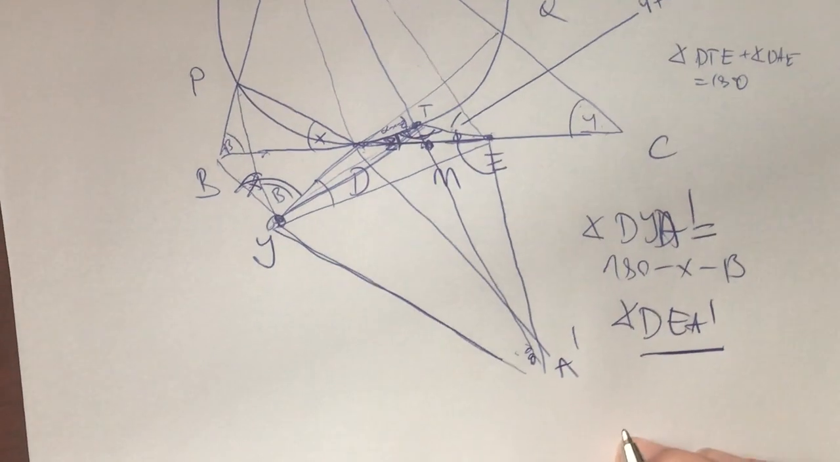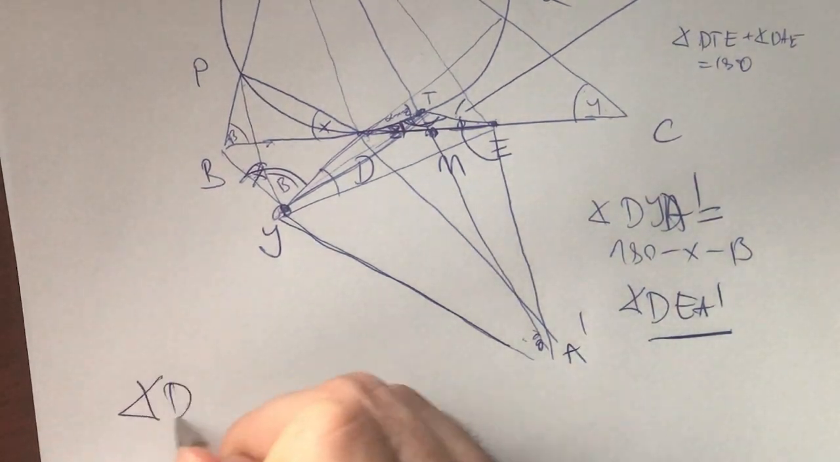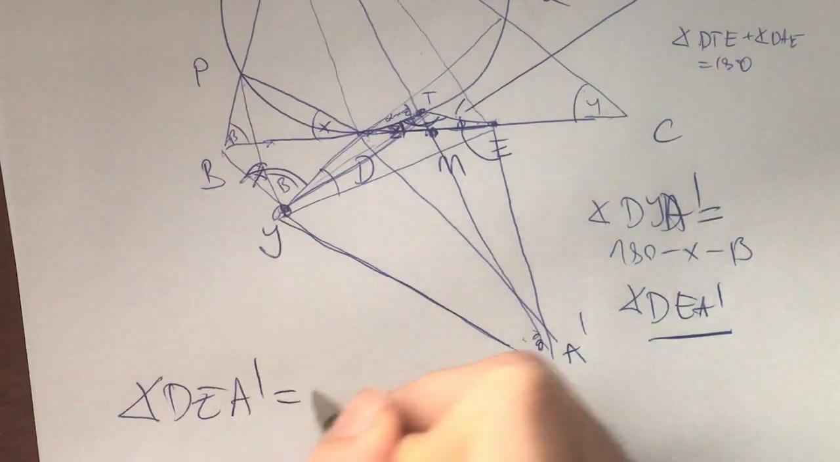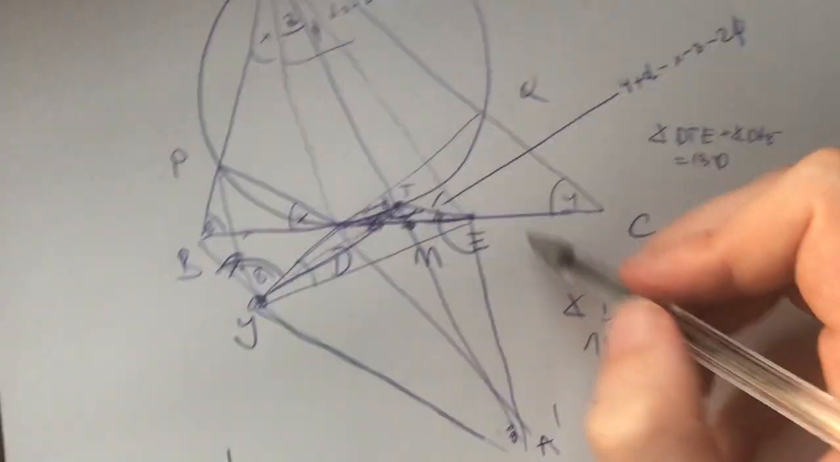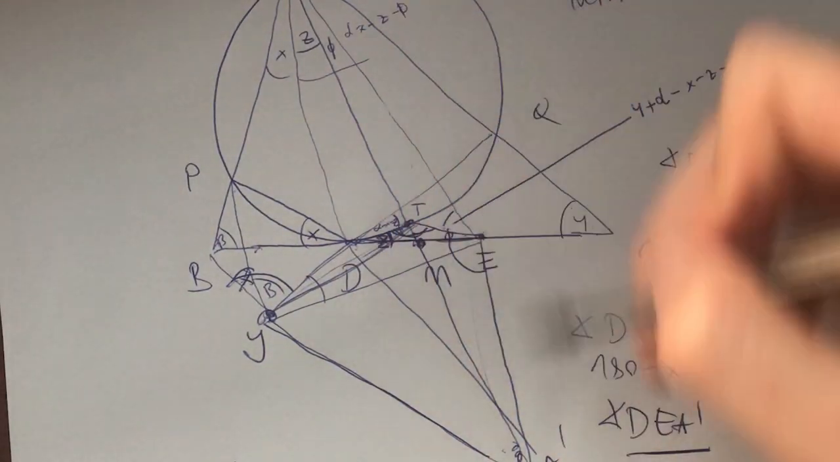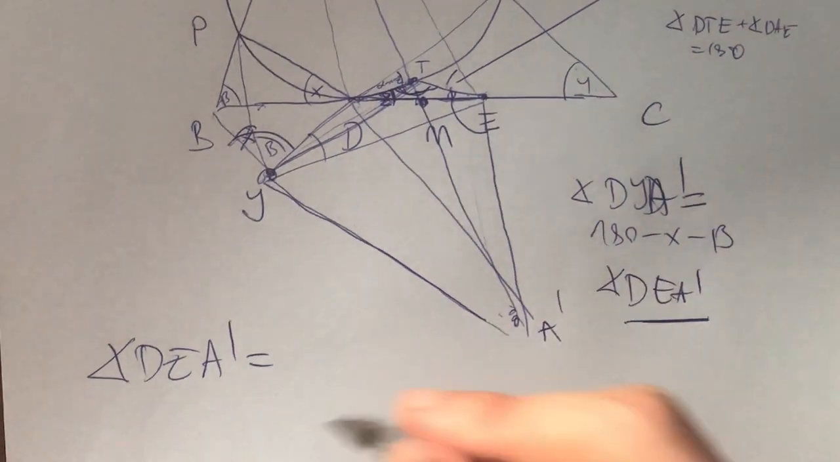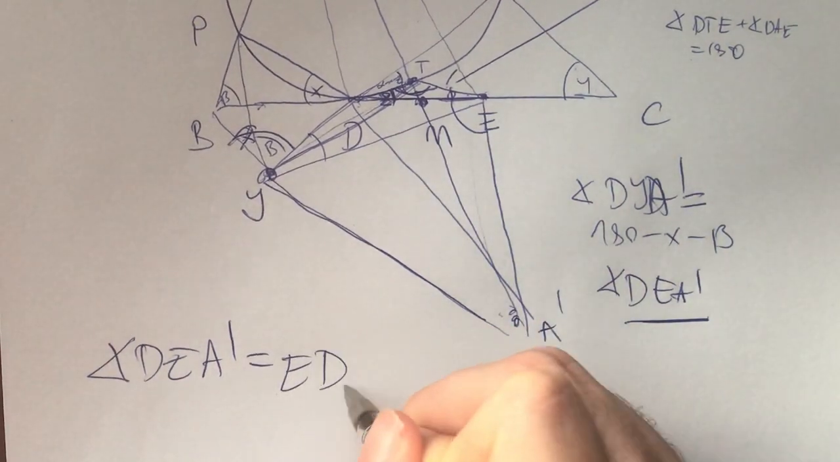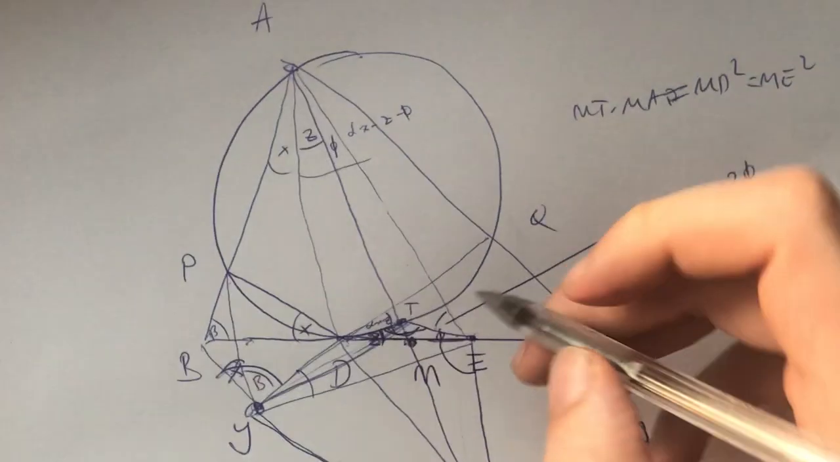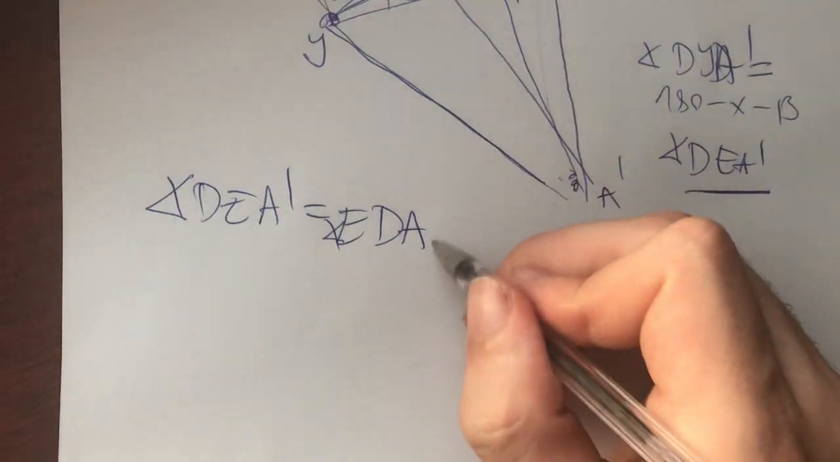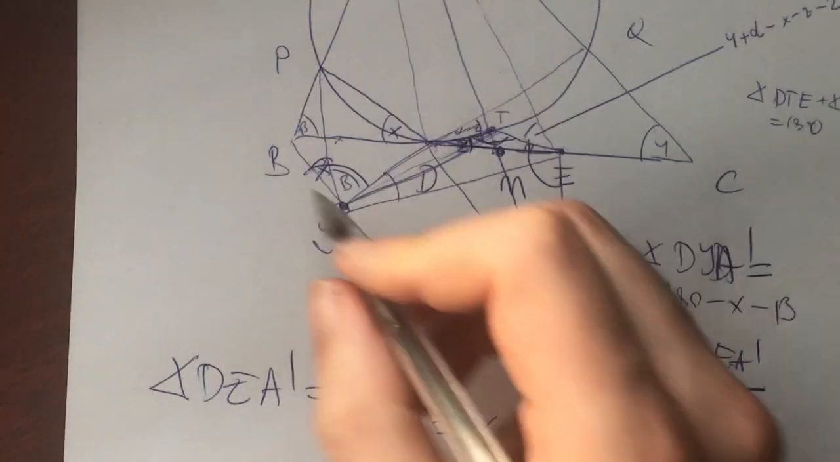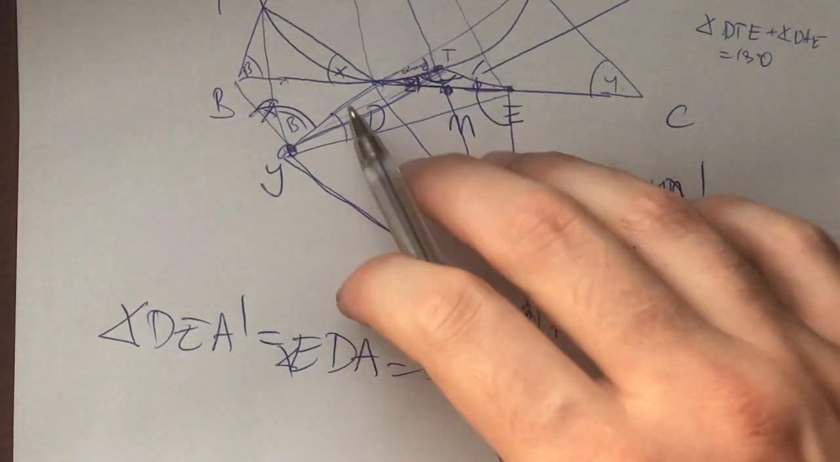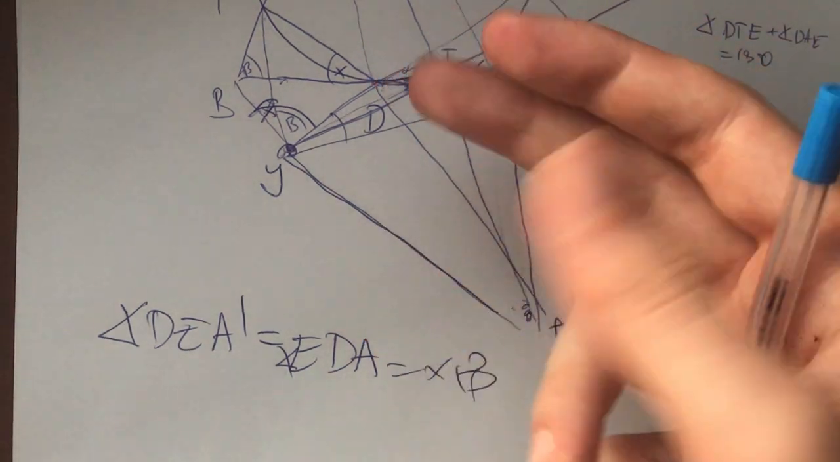But this angle, by pure similarity, the angle DEA prime is equal to, because this is a parallelogram, actually by parallel lines, this is equal to EDA. And what is EDA? It's X plus beta. So then this solves our problem quite quickly. And now with that, I'm going to write up a solution.